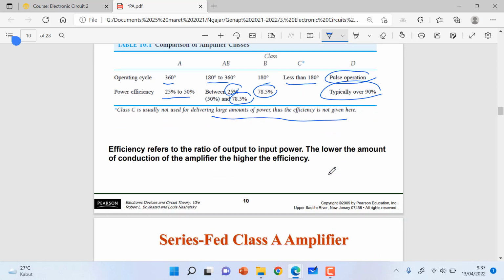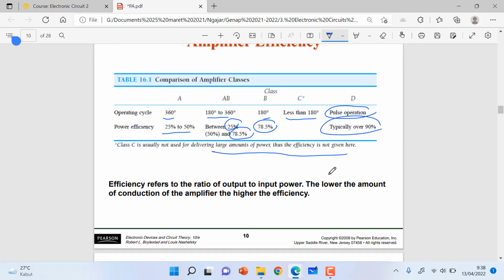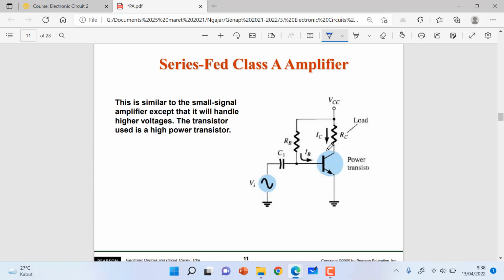Okay, and what is the efficiency? Efficiency is the ratio between the output power and the input power. The lower the amount of conduction of the amplifier, the higher the efficiency. So for example, the first one, I will explain about the series-fed class A amplifier.